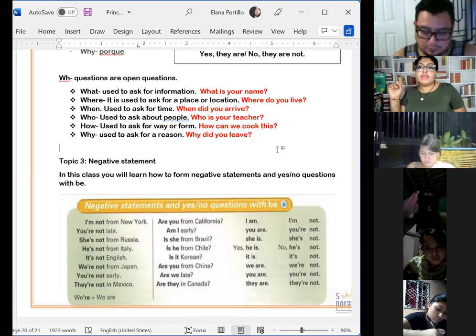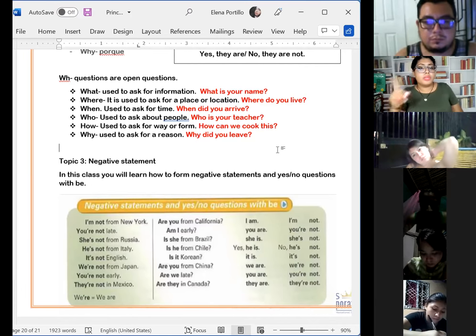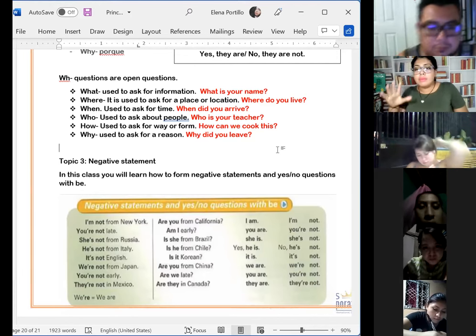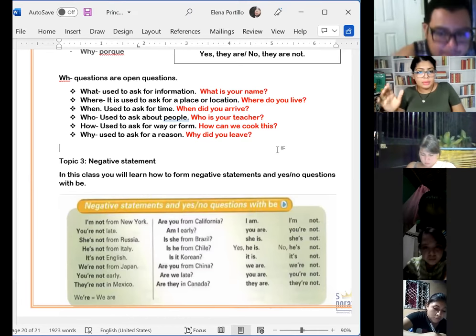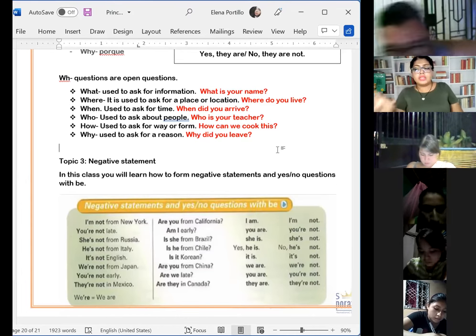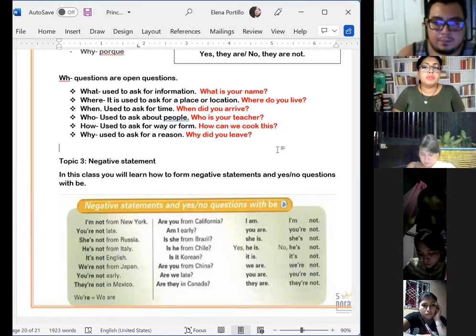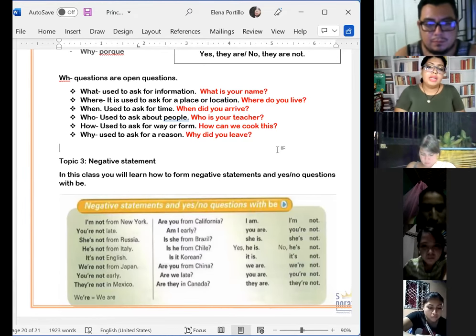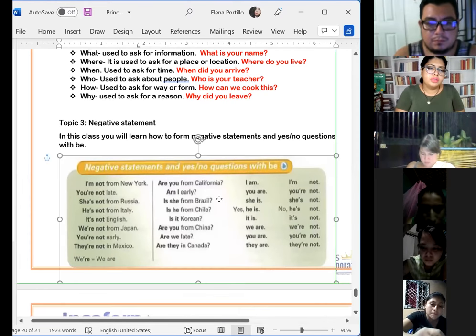So, negative statement. In this class, you will learn how to form negative statements and yes, no questions with be. Ya creamos preguntas con el verbo to be. Eso ya está más que claro. Now, we are going to use just the negative statements. We have some examples here. Tenemos muchos ejemplos aquí en la imagen.